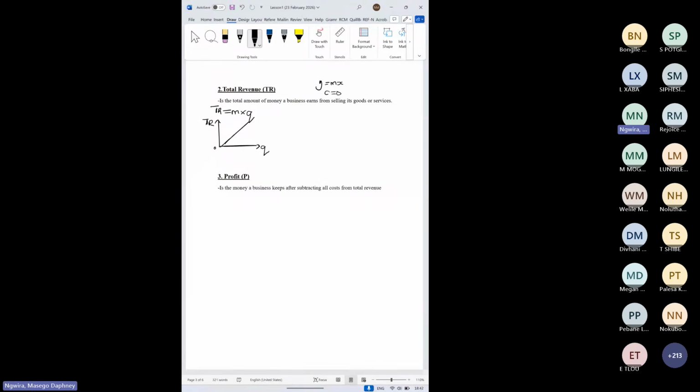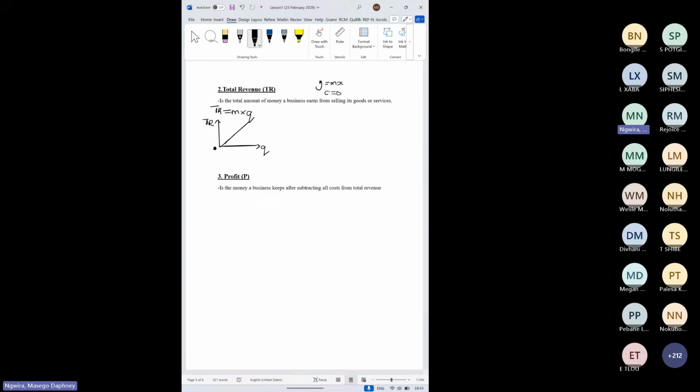So in this case, they're saying that if you produce nothing, then your graph's gonna start at 0. It's not. Okay. All right. Now let's move on to profit.